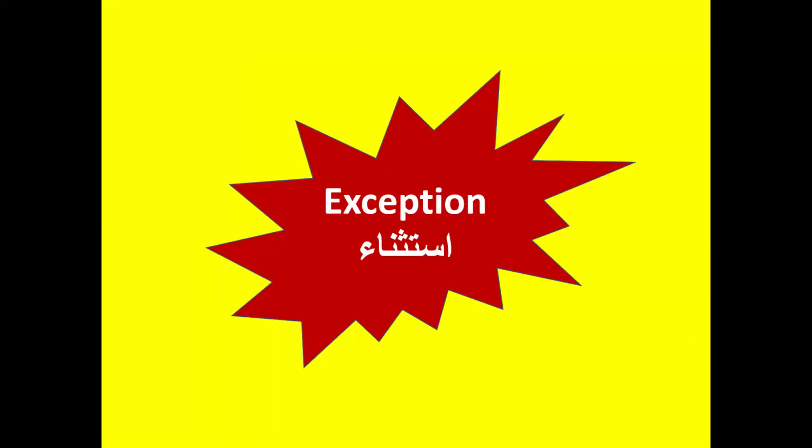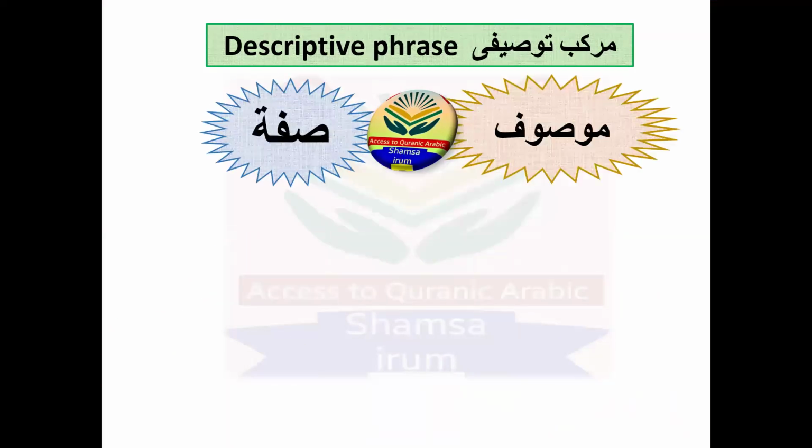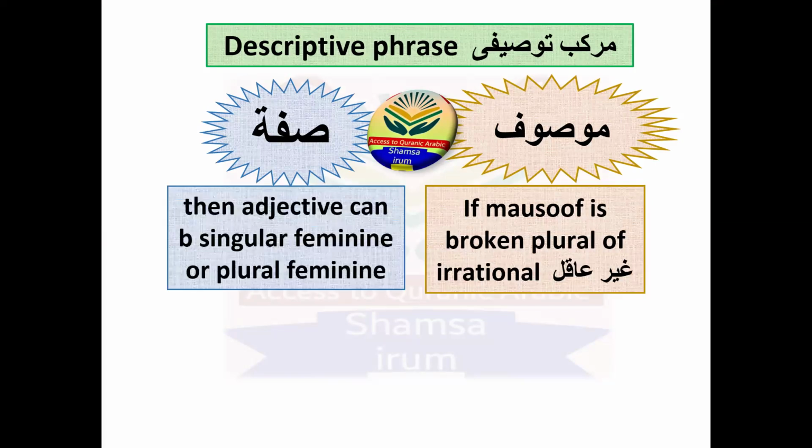Now I will explain the exceptional case, which is istisna. There is always an exception. What is the exception? You know that the exceptional case is when the word is about the ghair aqil, which we already explained in the jumla ismiya. Mawsoof and sifa: if the mawsoof is a broken plural of irrational, ghair aqil, then the sifa can be a singular feminine or it can be a plural feminine. Okay, both options are open.